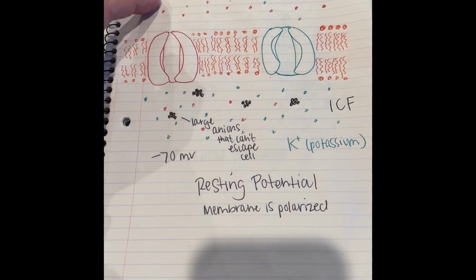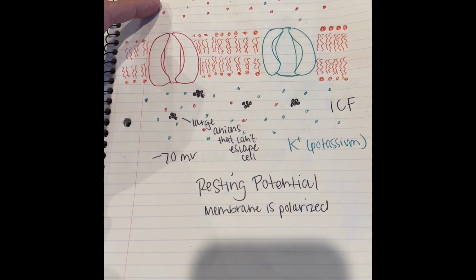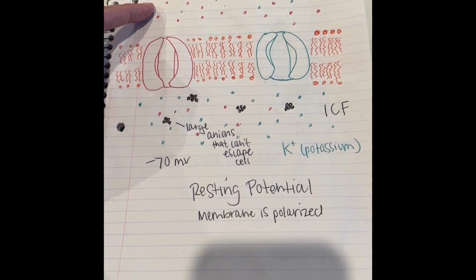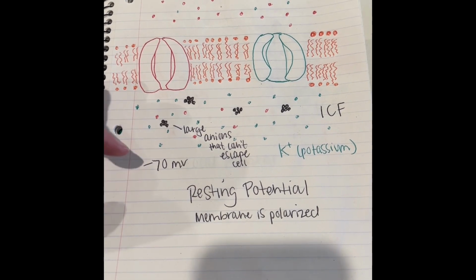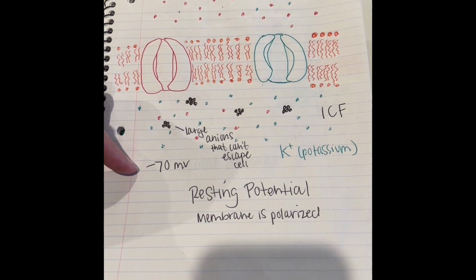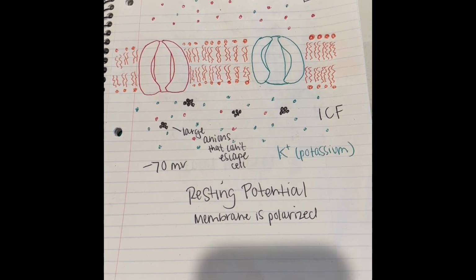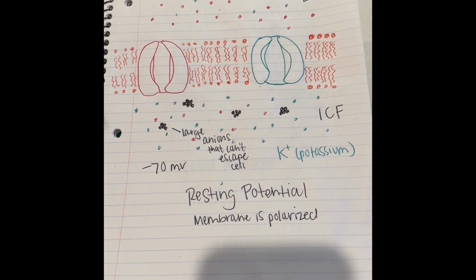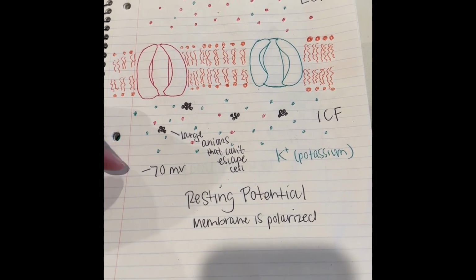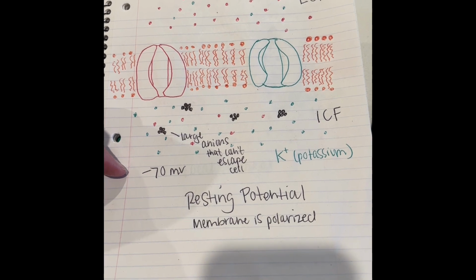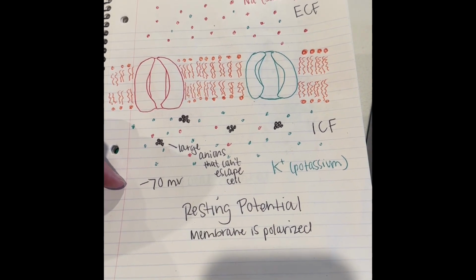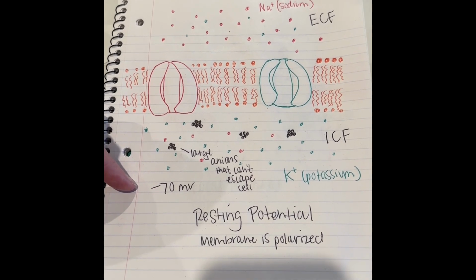There are more sodium ions found in the ECF, or extracellular fluid, and more potassium ions found in the ICF, or the intracellular fluid. The difference is measured to be about negative 70 millivolts. It is negative because there are more negatively charged ions in the cytosol, or the ICF, than in the ECF. So the membrane is considered polarized.